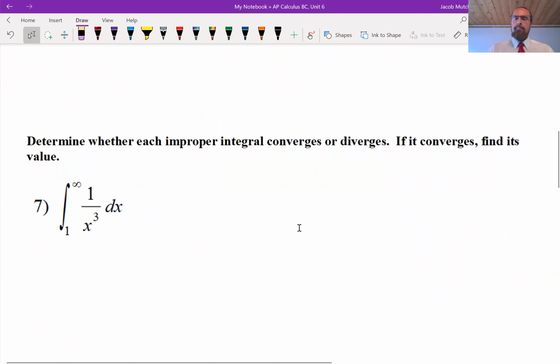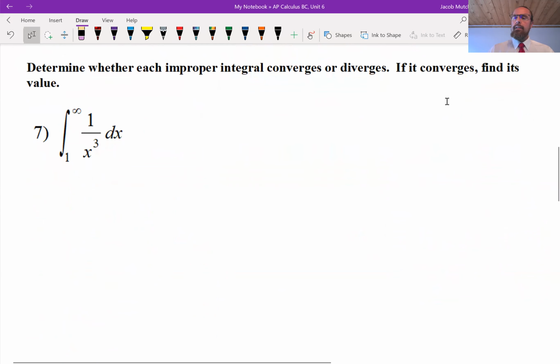Our second example is definitely an improper integral because its upper limit of integration is infinity. So what I want to do then is determine whether or not the improper integral converges or diverges. And if it converges, we want to find its value. So what we'll do is let's set this up, let's integrate, and then we'll see the convergence or the divergence at the end when we go to evaluate.